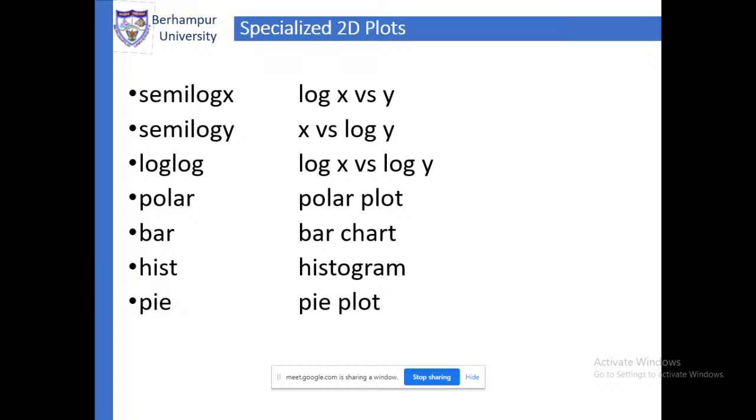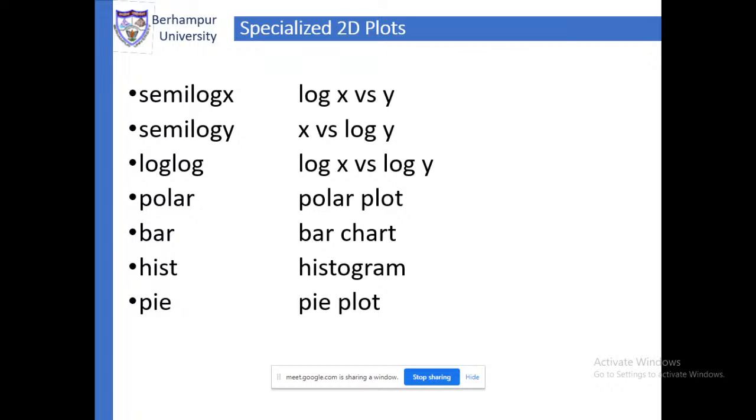Then you can do some specialized 2D plots like the semi-log plot. You can use semilogx, where the x-axis is logarithmic and the y-axis is non-logarithmic, normal. Or semilogy, where the y-axis will be logarithmic and the x-axis will be normal. Loglog is where both the axes are logarithmic. Then you can have a polar plot, a bar chart, a histogram, or pie plots. You may not use all these, but the semi-log plots may be useful to you.